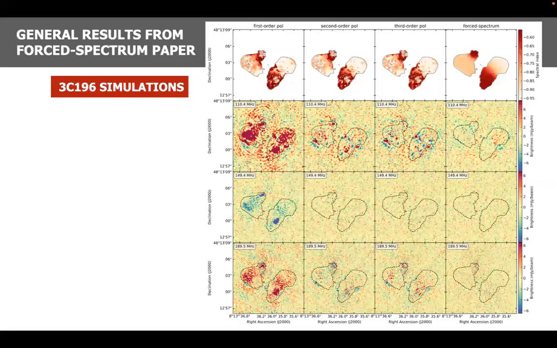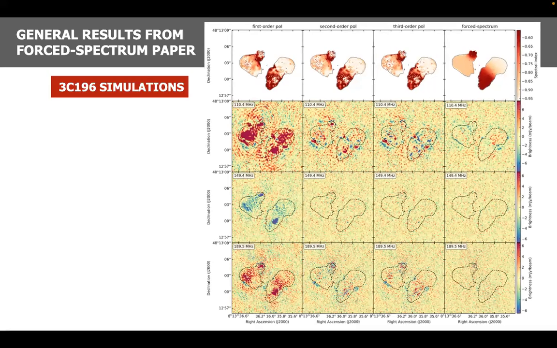I think I will go very quickly over these results. These are the results from some simulations. On the last column, we have the results from the force spectrum method compared with normal linear polynomial fitting. The first line is the spectral index maps coming from the models, and we see that the force spectrum outputs are much better than the other ones, and even the residuals are more uniform than with the usual polynomial fitting.